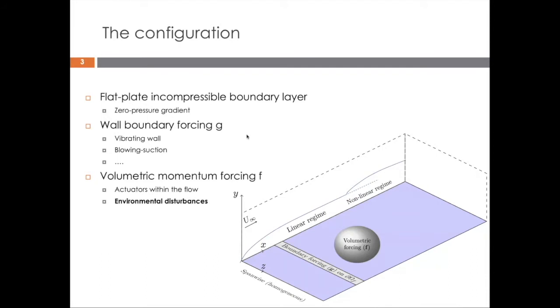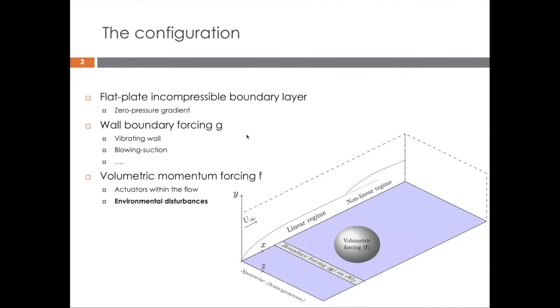And we're going to consider two types of forcing. One is going to be a wall boundary forcing that promotes transition. So this could correspond to a vibrating wall, blowing and suction, or any kind of actuator you can think of that is on the wall.